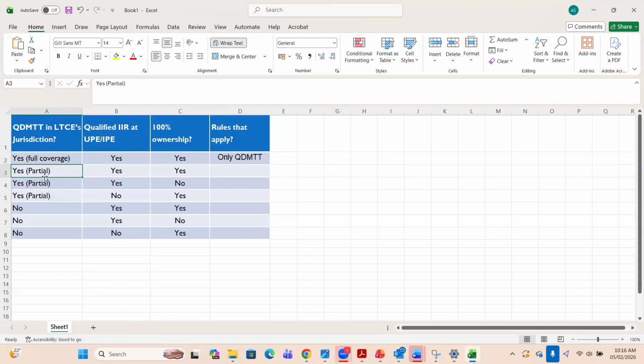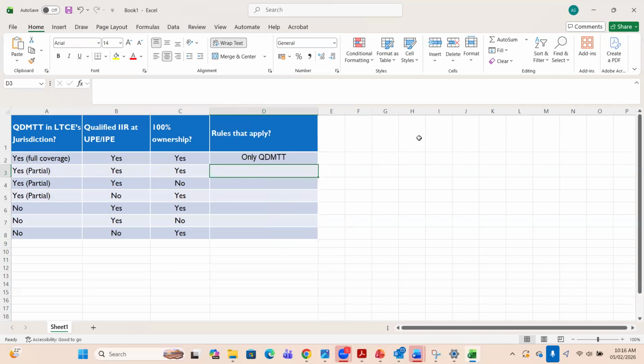Now let's do this. QDMTT is there, but it is only partial. And there is a qualified IIR. And also the ownership is 100%. Which charging mechanisms would arise in this situation? There is a QDMTT, but QDMTT is only partial. And UP is in a qualified IIR status. Now tell me, Melvin says QDMTT and IIR. Perfect, Melvin. So QDMTT and IIR will apply. Fantastic.